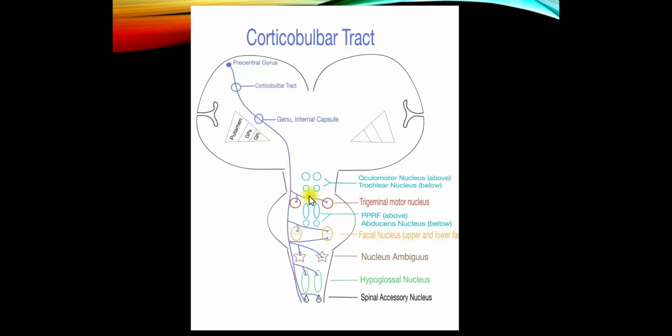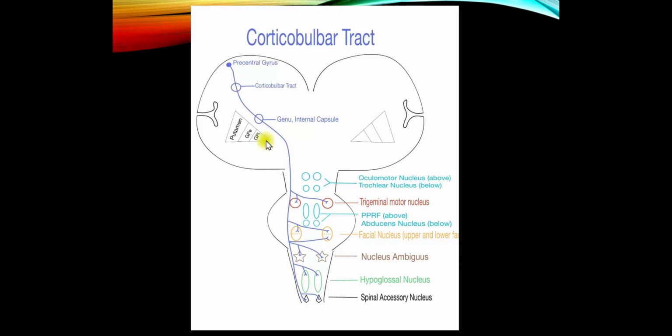And remember, the supply of the corticobulbar tract is ipsilateral and contralateral, with the exception that the part of the facial nucleus for the lower face does not get an ipsilateral supply. And remember, that's how we explain an upper versus a lower motor neuron facial weakness.